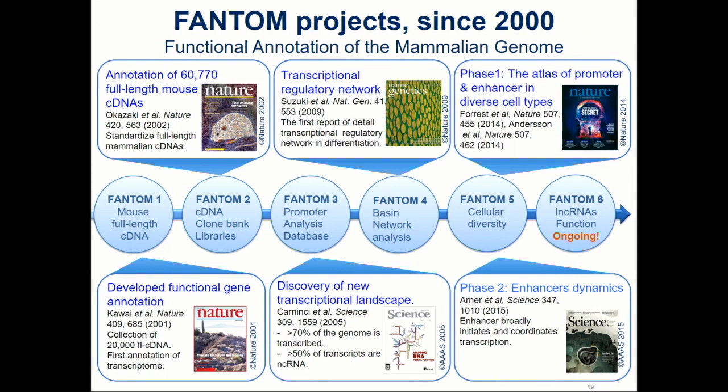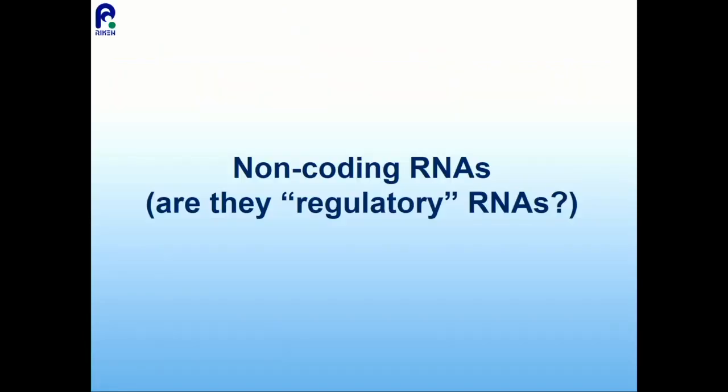I mentioned FANTOM, and I didn't say that FANTOM is a project that started many years ago. Actually, FANTOM started in the year 2000, when we wanted to annotate for the first time mouse cDNAs. And we went on annotating transcripts until 2005, in FANTOM 3, when we identified a lot of unexpected RNAs that were not encoding for any protein. We found that more than 70% of the genome is transcribed, and more than 50% of the RNAs are non-protein coding.